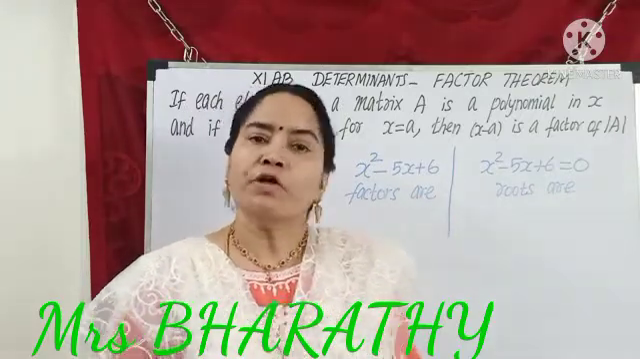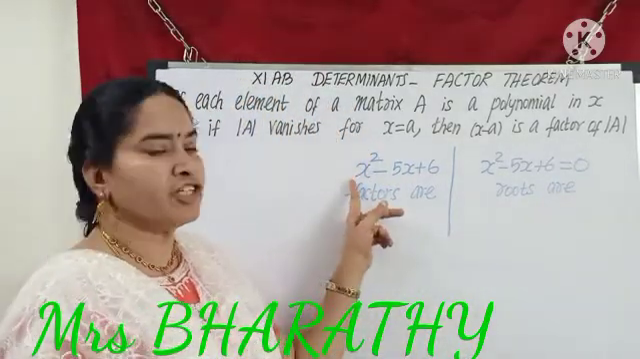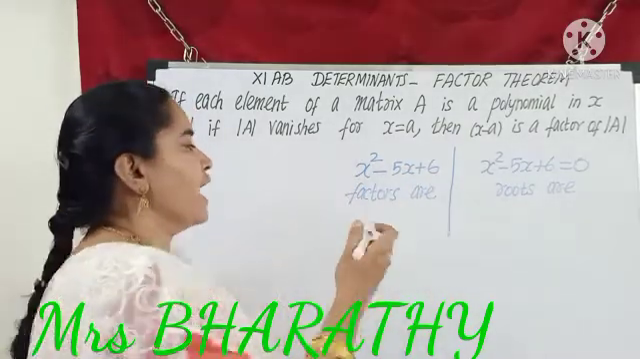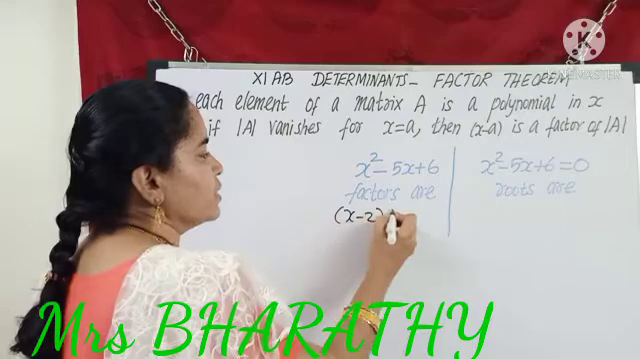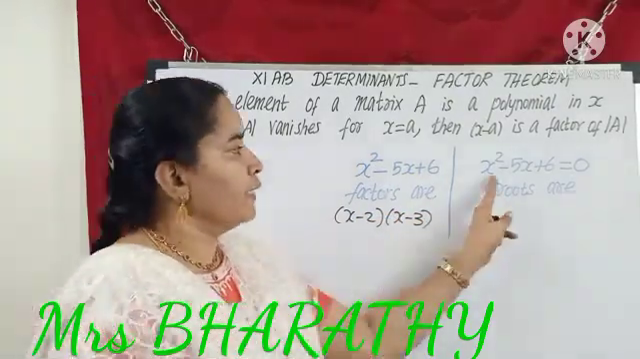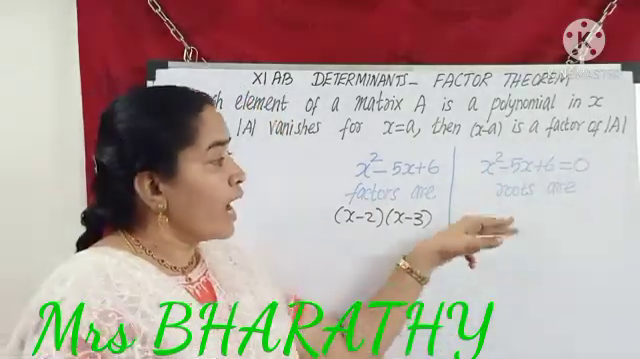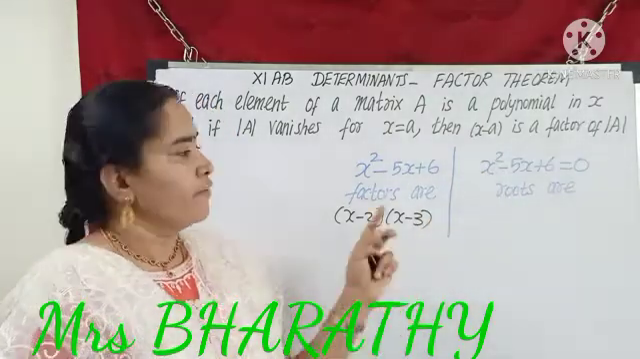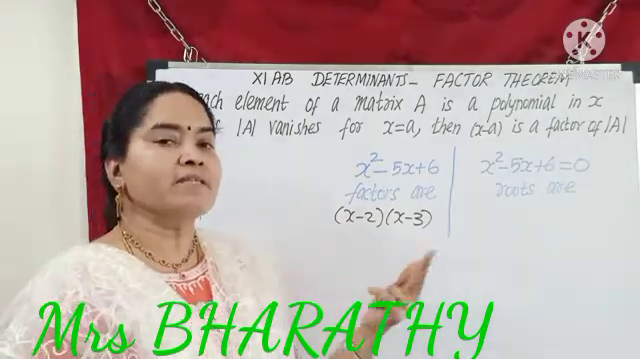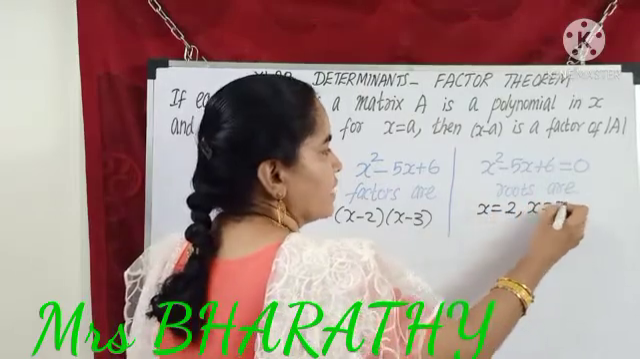First of all, what do you mean by factor? Suppose I consider an expression x square minus 5x plus 6. I try to factorize. I get x minus 2 and x minus 3. Supposing I make it equal to 0 and make it as an equation. Now I give the word roots. Factors, I say x minus 2, x minus 3. But when I say roots, I will say x is equal to 2, x is equal to 3.